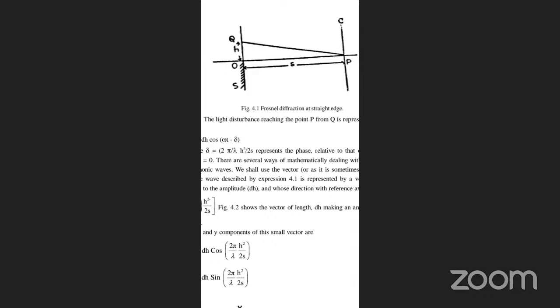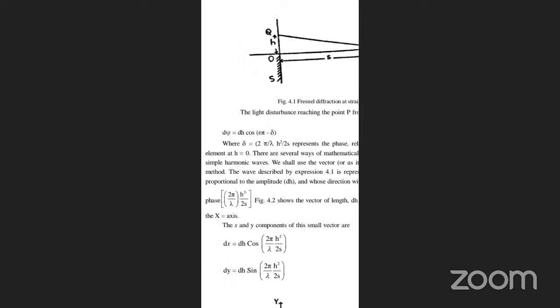Therefore, this formula was derived from the earlier case. Path difference and phase difference, we are calculating that number. That only final we have taken here, which is dx equal to dh into cos of 2 pi by lambda into h square by 2s. Then dy is equal to dh into sin of 2 pi by lambda into h square by 2s. That was shown in a vectorial representation of a wave.